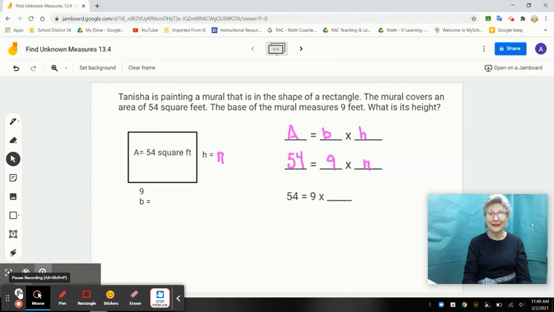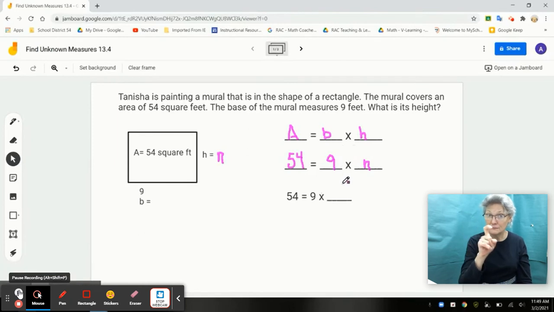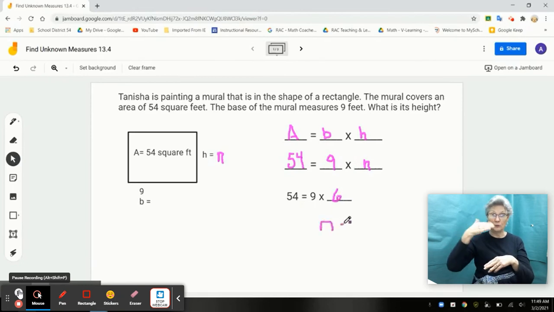So now we need to think about what times 9 equals 54. Thoughts? Yeah, I can use some basic facts to help me. And I know that 9 times 6 equals 54. So the value of n, our unknown side, unknown height is 6 feet.